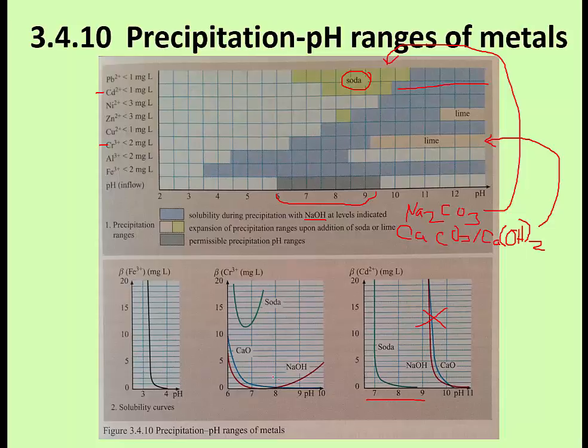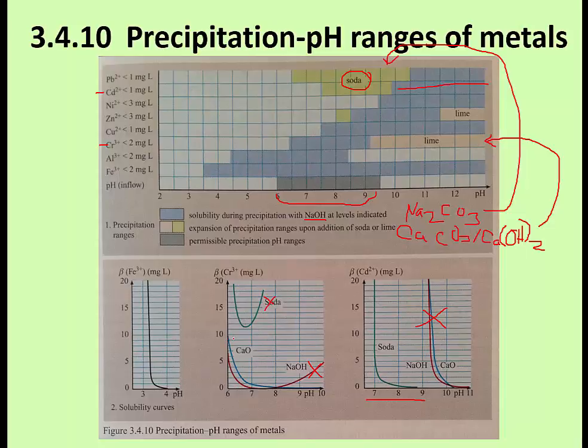But now if we look over here at chromium, we can see that soda does work to precipitate it out over this range of 6 to 9. We're going to kind of cut out above 9 there. But notice it doesn't really do a great job of precipitating it out. It never gets it down to 0. So soda, really not a good choice.